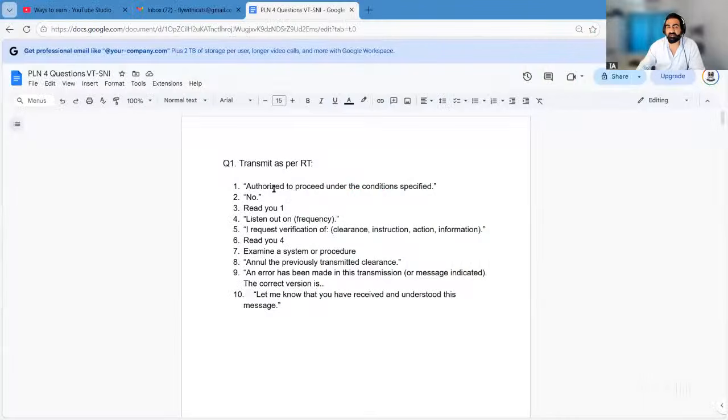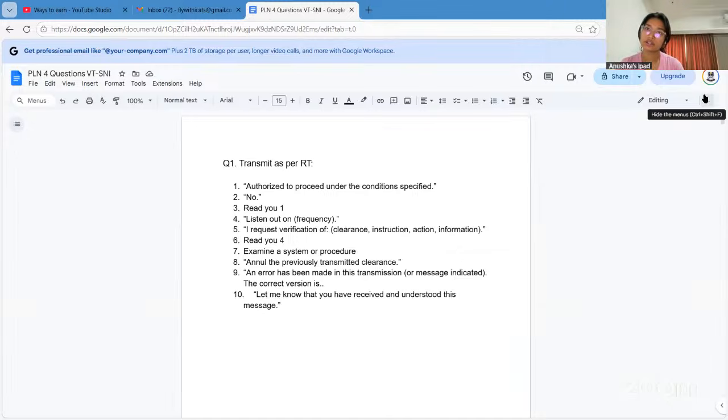Okay, so check the screen, transmit as per RT. Just one by one, give me the answers to these. Cleared, negative, carry on, unreadable, monitor, check, disregard, confirm.